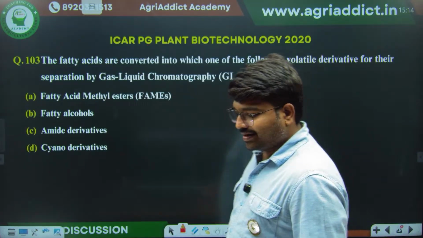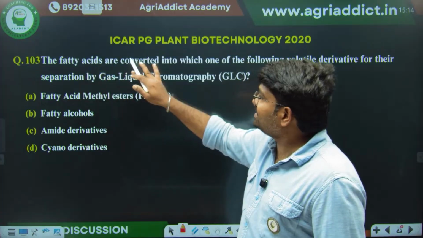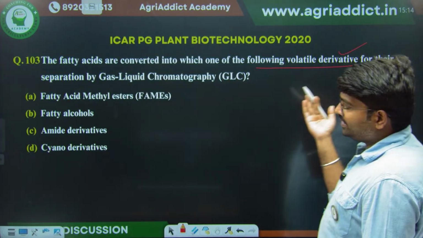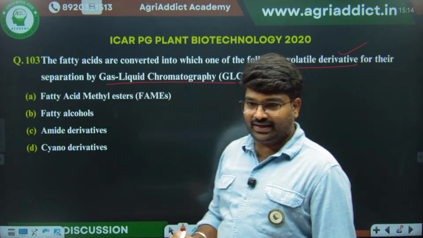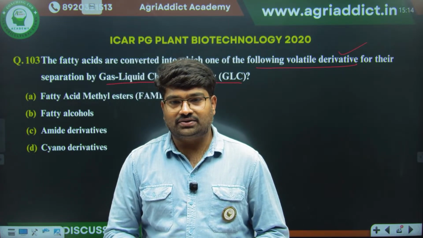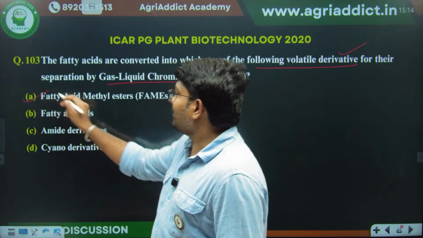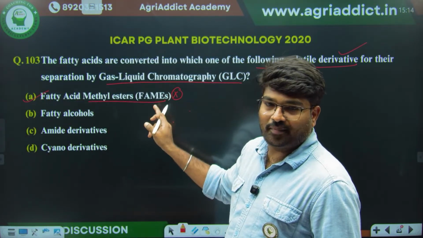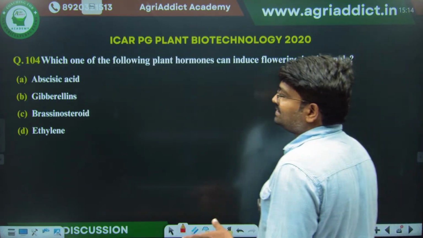Another important question from techniques in biochemistry. The fatty acids are converted into which of the following volatile derivatives for separation by gas liquid chromatography? Yes, very good. Fatty acid methyl esters. This is a very important question. This is a repeated question also. So fatty acid methyl esters will be formed.